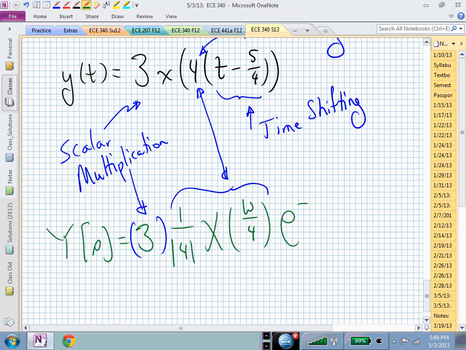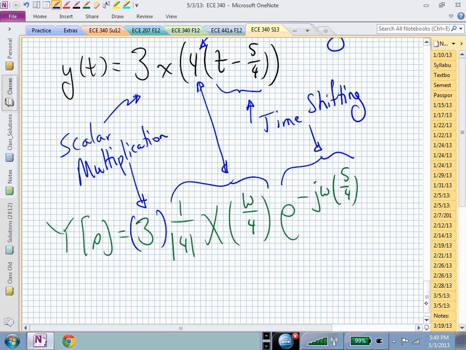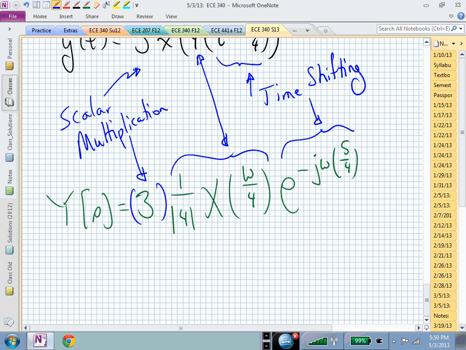In the Laplace domain, that was e to the minus tau sub 0 s. And it's similar here, where s is now j omega. This is now e to the minus j omega 5 over 4. So this term is due to the time shifting. And you're almost there, except, whoops, what am I doing, Y of s? I told you it was Friday. That should be Y of omega.